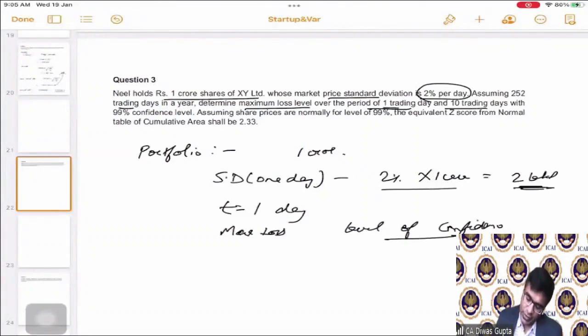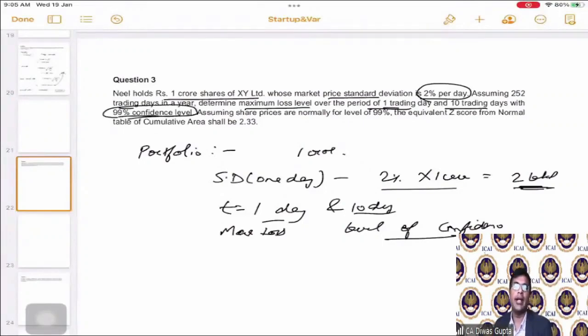For 1 day and 10 days. So T is equal to 1 and 10 days. We are given 2 scenarios: T is equal to 1 and 10 with 99% confidence level. If there is a 99% confidence level, what is the VAR for T equal to 1 day and T equal to 10 days? Assuming share prices are normally distributed, for the level of 95%, 99%, the equivalent Z score is 2.33.